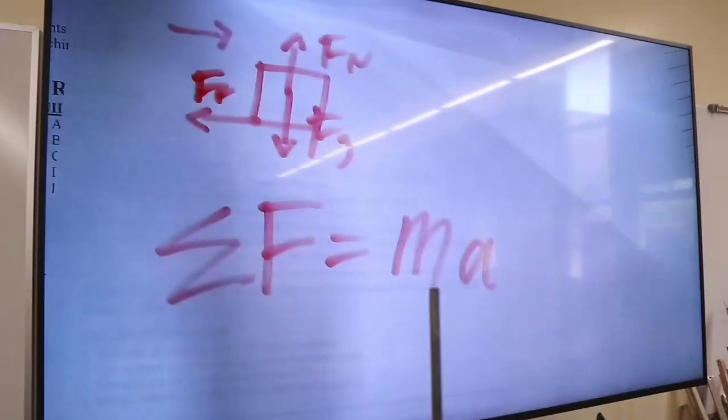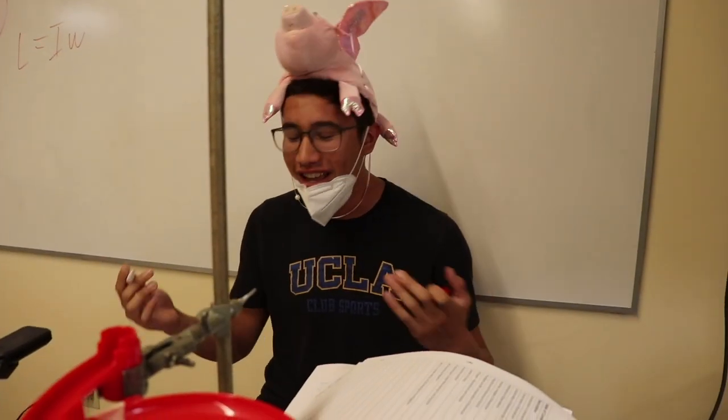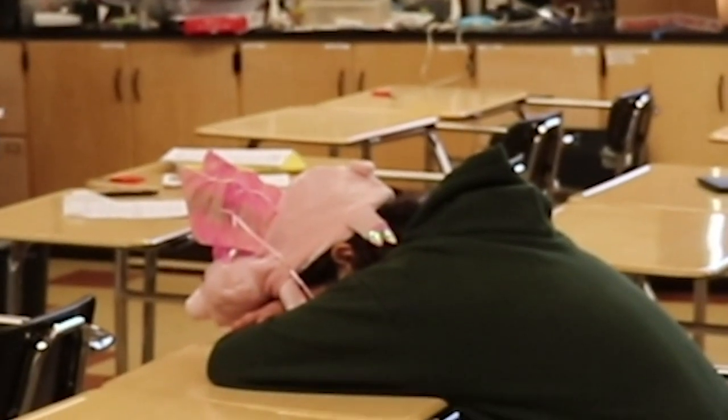Come on, guys. Even the freshmen can do this. This is a freshman problem. You guys aren't understanding it. Come on. Force equals mass times acceleration.